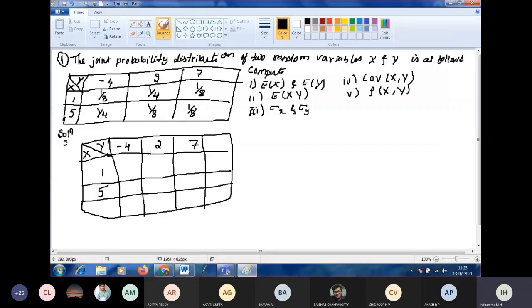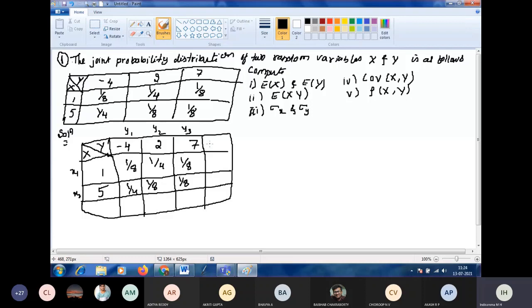Okay, write down the data given. What is the data given here? It is 1 by 8, 1 by 4, 1 by 8, 1 by 4, 1 by 8, 1 by 8. We require marginal probabilities, right? So what shall I take here to find the marginal probability distribution? This is say y1, y2, y3. So this is x1, x2. These are the x values, these are the y values.